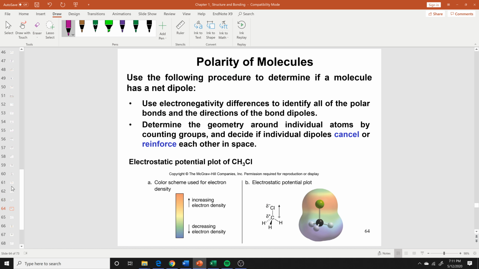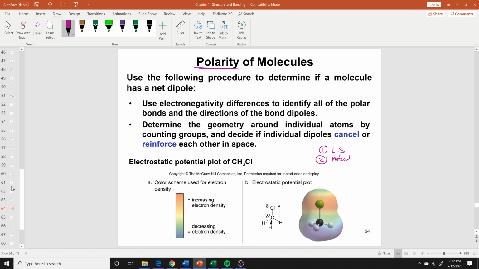So let's have an example over here. If I am having CH3Cl, never ever check polarity before you do the following. First, you need to draw the Lewis structure. Second, you need to draw the molecular shape.